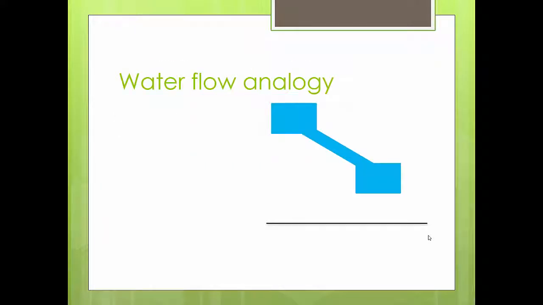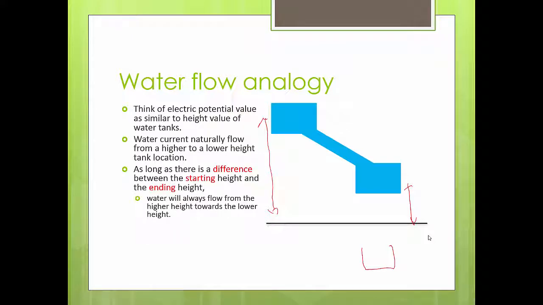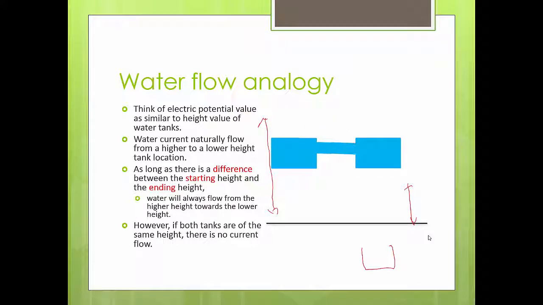You might find this very familiar because this is the water flow analogy. Think of electric potential as similar to the height of water tanks. So you have a high tank and you have a low tank. You could even have a negative height tank over here. Water current naturally flows from a high tank to a lower tank. As long as there is a difference between the starting height and the ending height, the water will always flow from high to low. However, if both tanks are of the same height, there is no current flow.